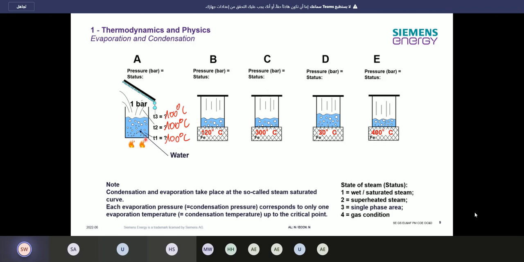Mr. Sebastian, at the evaporator, when you evaporate, this water must be less than 100 because it's an evaporator. You know that at any evaporator, the water must reject the temperature from 100 to maybe 70.